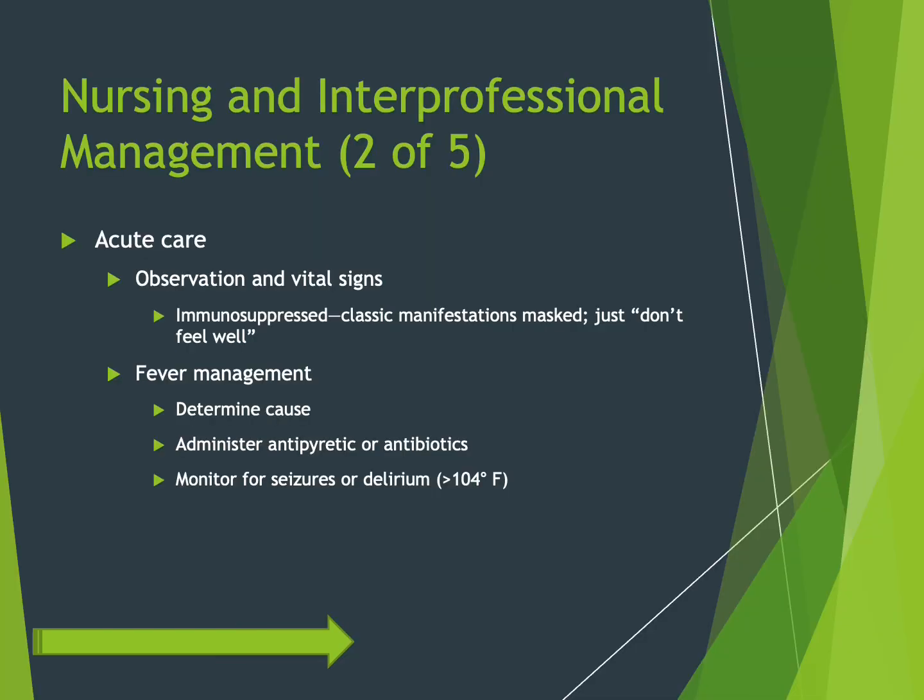So, acute care, observations, and vital signs. Immunosuppressed patients will often say, I just don't feel right. I just don't feel good. I just feel kind of weird. Like I don't feel like myself. It's usually what you get. I always get nervous with those guys because when I see that and then I see a higher temperature like 103, 104, we start getting into seizure territory and I start getting super duper nervous. So you got to figure out why it's doing that and determine the cause.